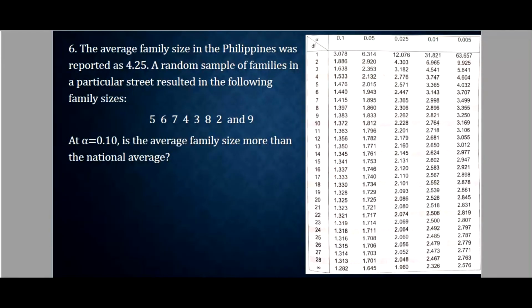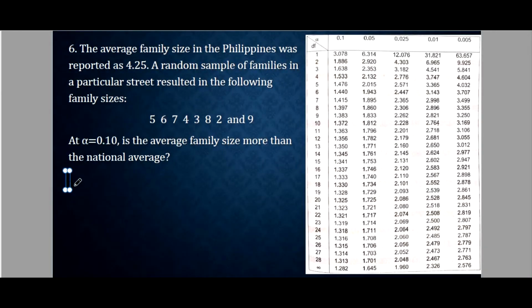Last, the average family size in the Philippines was reported as 4.25. A random sample of families in a particular street resulted in the following sizes: 5, 6, 7, 4, 3, 8, 2, and 9. At alpha 0.10, is the average family size more than the national average?